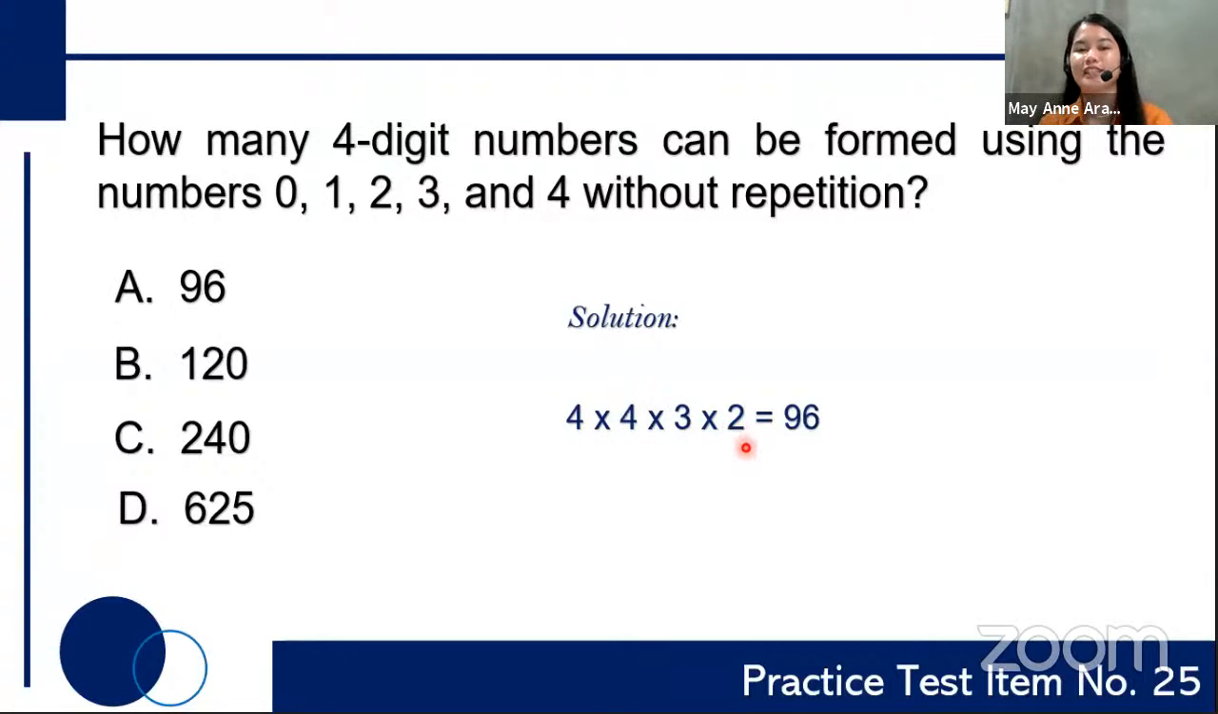And for the last digit of the 4-digit number, we only have 2 options to choose from. So just multiply this: 4 times 4 times 3 times 2 equals 96. If with repetition, meaning the digits can be repeated, then what happens there is 4 times 5 times 5 times 5 times 5, it is not decreasing. So this is the type of problem when there is without repetition or with repetition. All you have to do is use the fundamental counting principle.